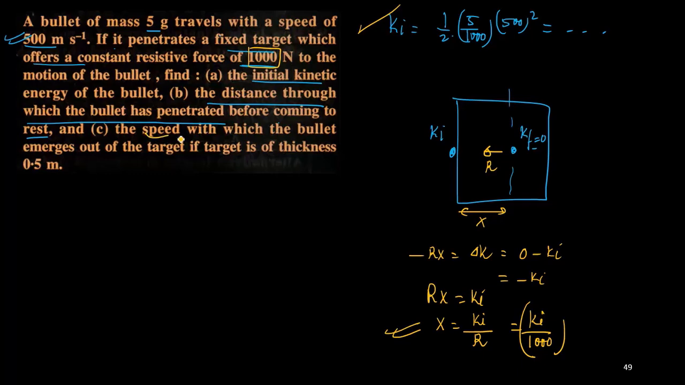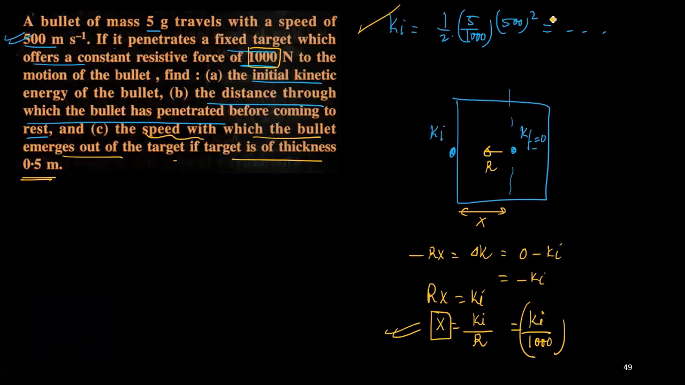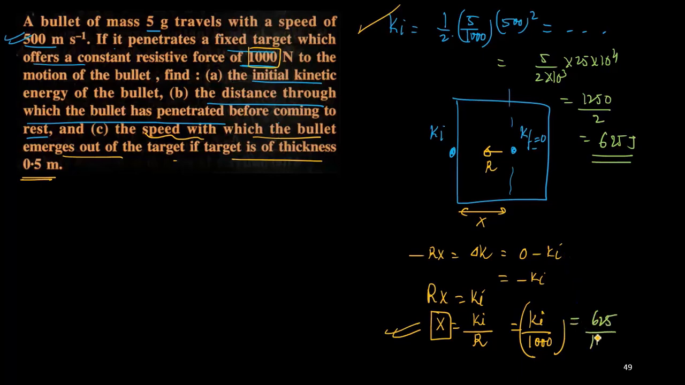Next, find the speed with which the bullet emerges out of the target if the target is of thickness 0.5 meter. First of all, you have to calculate this x. Let us do that. Once I calculate the Ki, it becomes how much? It is 5 by 2 into 10 to the power 3, 625 joule. So the initial kinetic energy is 625 joule. From that, 625 divided by 1000, that is 0.625 meter.